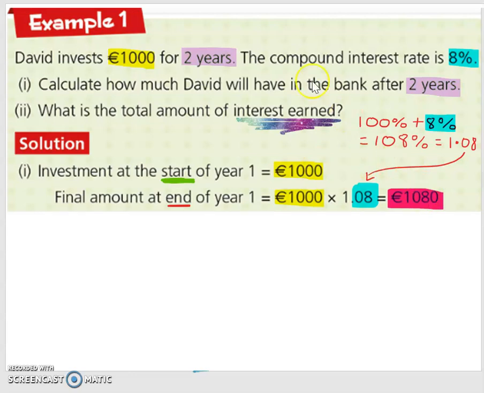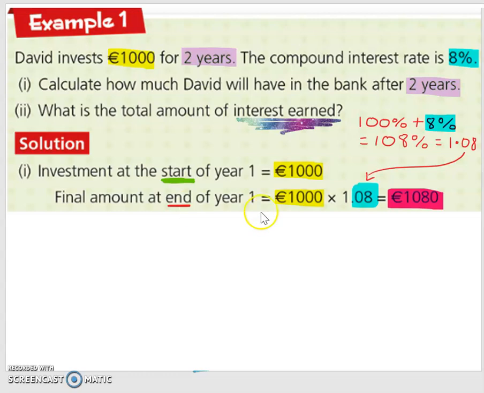Now remember, he's investing for 2 years, so we're not actually finished. Now, if you don't like using this method, another way of getting €1,080, just a little bit longer, is to get 8% of 1,000. So you can do 8% multiplied by 1,000, because of means multiply. Or if you want to change 8% into a decimal, 8% is 0.08, so multiply that by 1,000. Either way, 8% of 1,000 is €80, and then add it on to the 1,000, and you'll still get €1,080. So it's up to you what method you want to use, but this is much quicker. So this is how much money he has in the bank at the end of year 1.